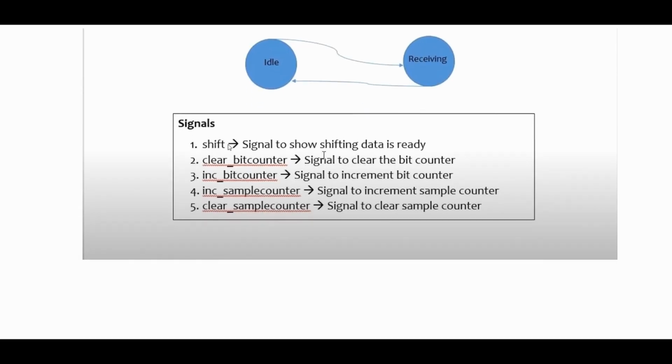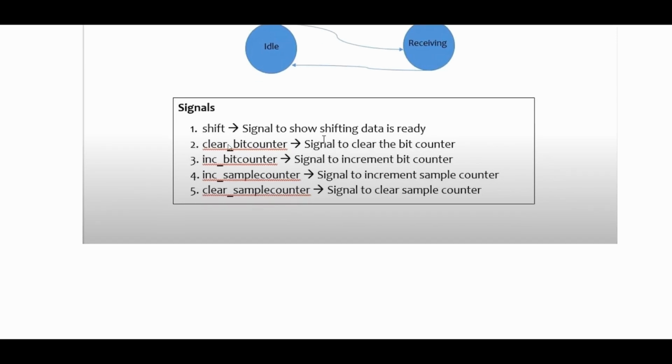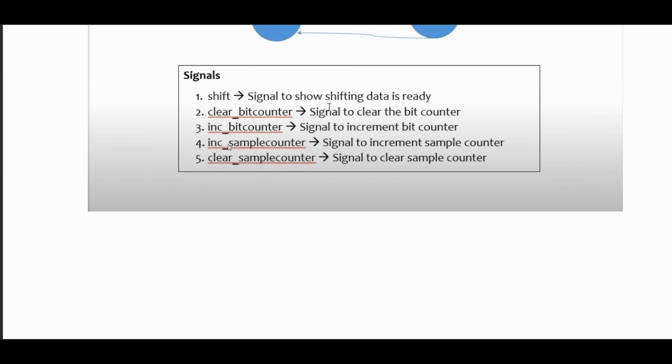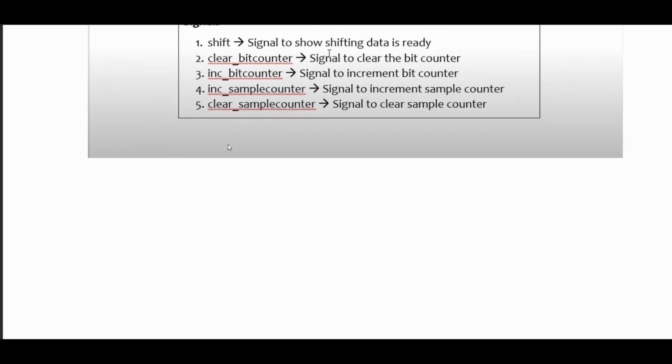That is the shift signal to show that shifting data is ready, the clear bit counter signal to clear the bit counter, the increment bit counter signal to increment the bit counter, and the increment sample counter signal to increment the sample counter, and the clear sample counter signal to clear the sample counter.